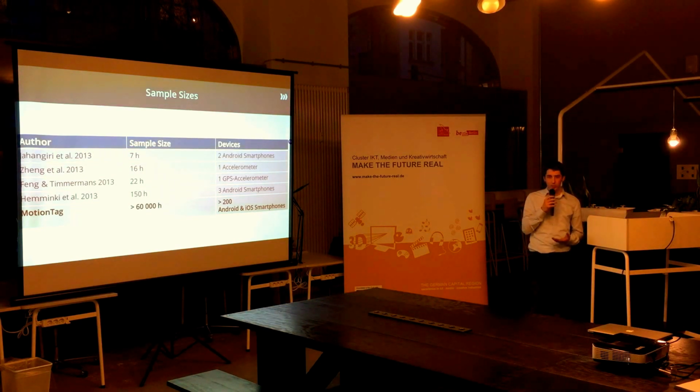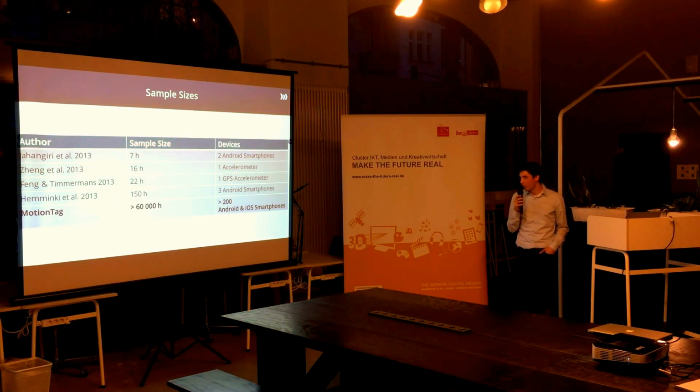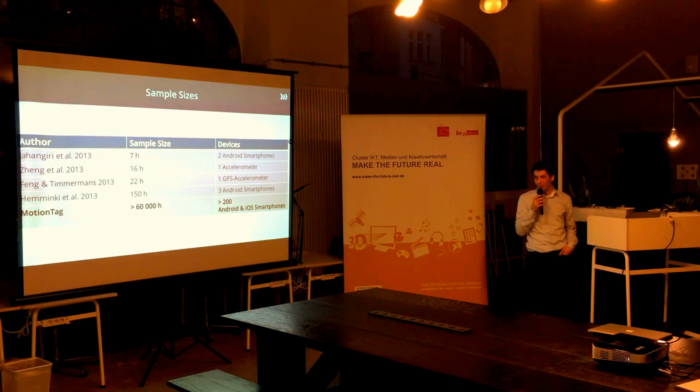From the work we've done in the past, we've collected over 60,000 hours of data, and we're targeting over 200 smartphones for Android and iOS. Outlier detection works better for some and not so good for others. But because we're trying to make this work for so many different devices, we actually need a lot of data.